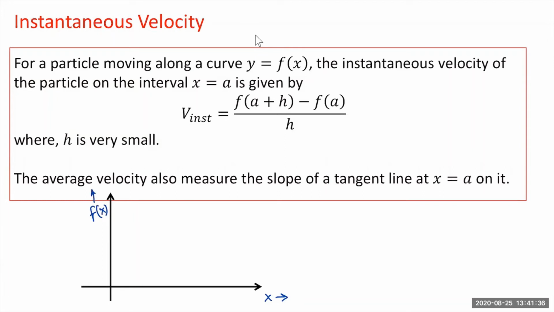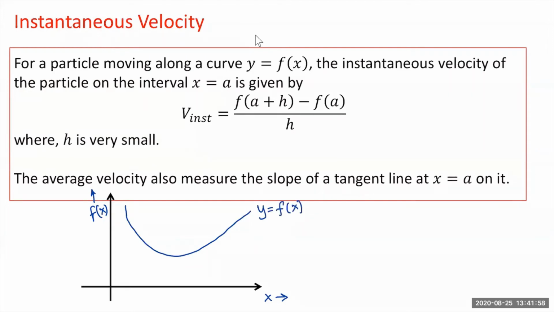Now, let me draw the graph of the function y equal to f of x. I don't have any specific function. It can be any random function. So this is my random function. Say, for example, this is y equal to f of x.